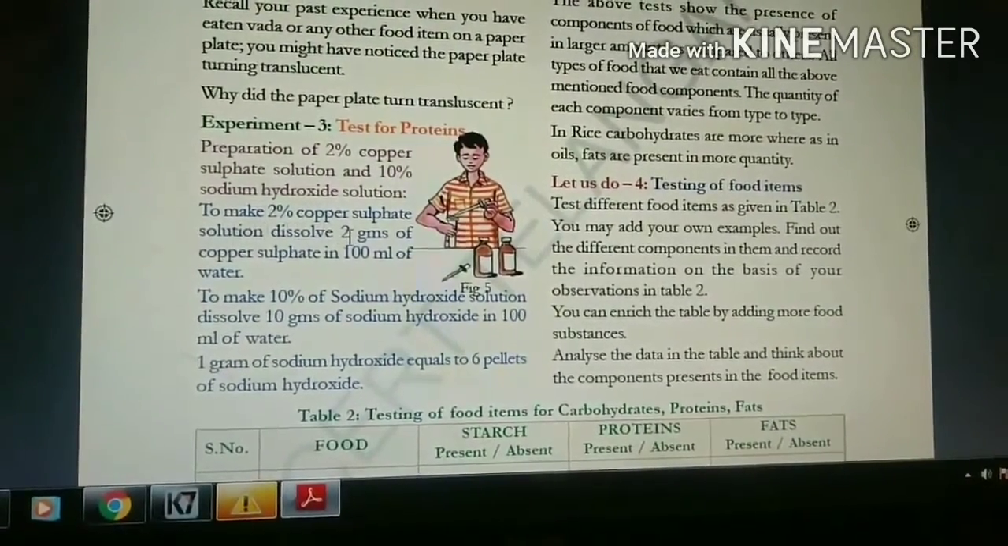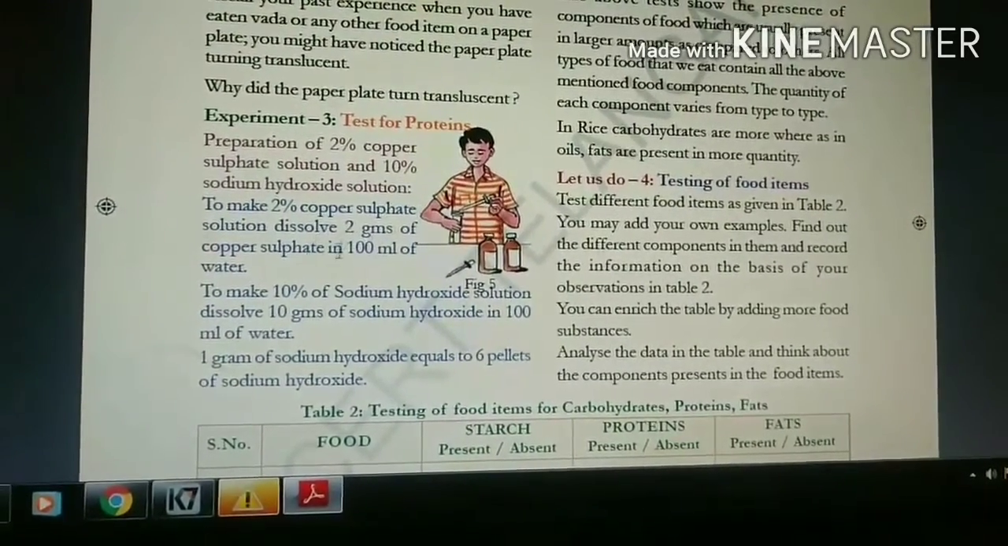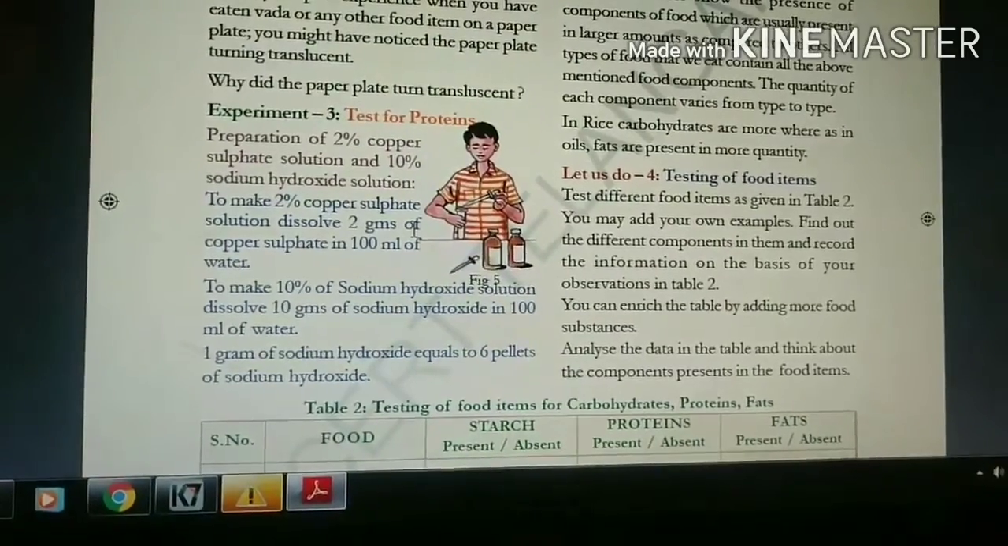So to make copper sulfate, that is 2% copper sulfate, we need to take 2 grams of copper sulfate.